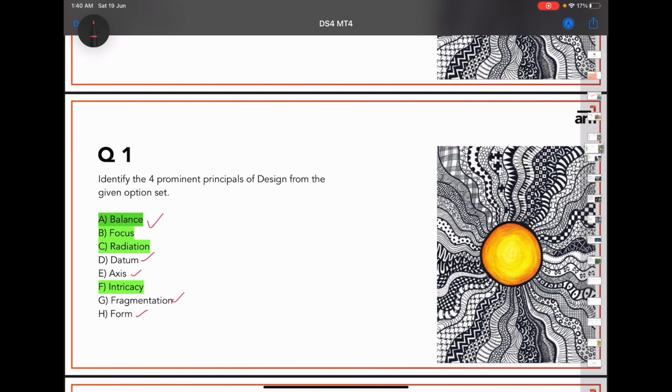Now these 3 are very obvious, I would say, but then the remaining ones are datum, axis, fragmentation and form, and balance. Balance is not a very major principle of design, but out of the remaining options, balance is the best possible option out of datum, axis, fragmentation and form. So for me, if I had to give priority, first one would be focus, second one would be radiation, third one would be intricacy, and then fourth one would be balance.